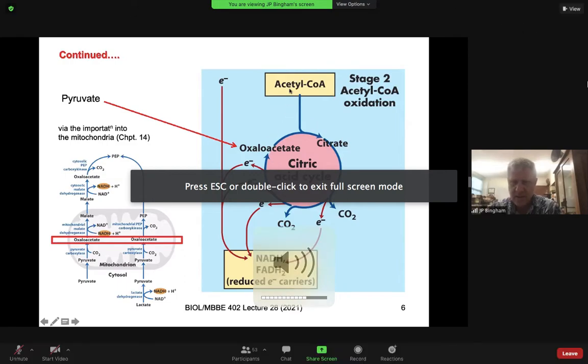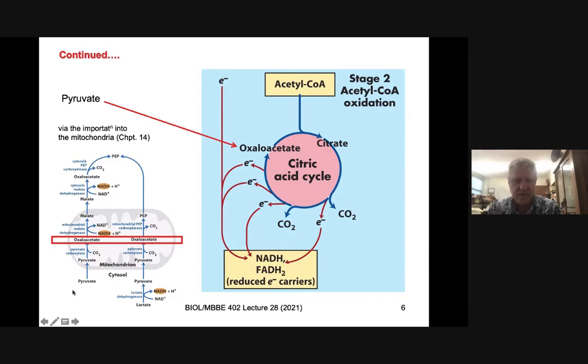Citrate is coming in by a condensation reaction through oxaloacetate and acetyl-CoA. Now, the acetyl-CoA is coming from the degradation of pyruvate through the pyruvate dehydrogenase complex.